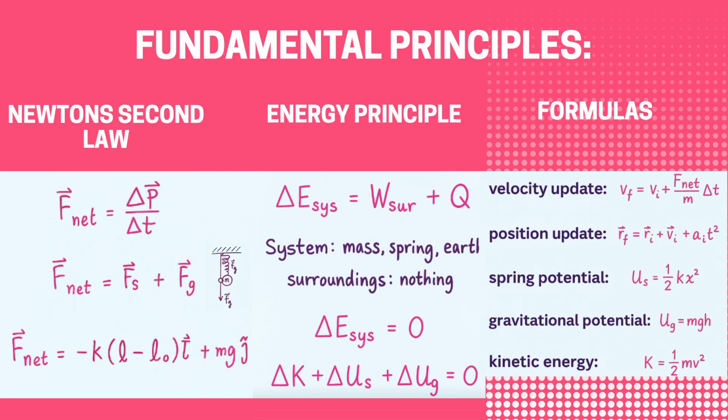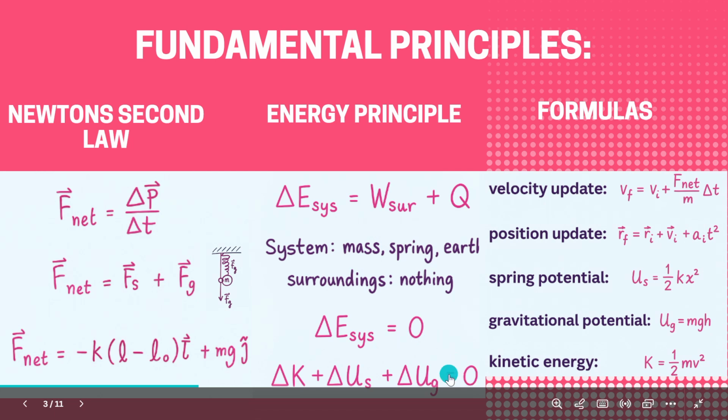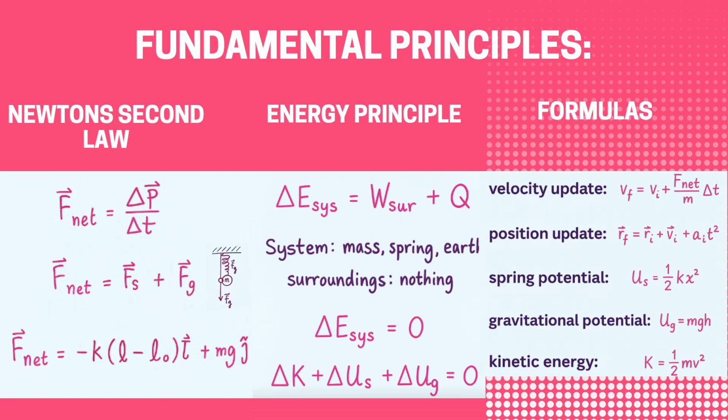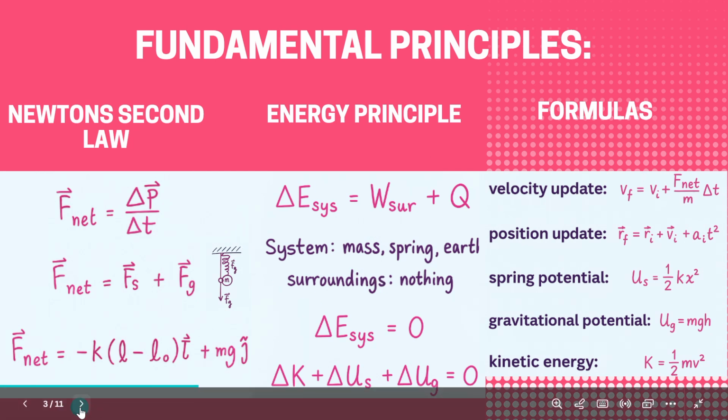The energy principle says that the sum of work done by surroundings and thermal energy exchange with the surroundings themselves, that entire sum represents the system's change in energy. So in this lab in particular, we're eliminating any interactions with the surroundings. So that's why everything over here results in zero. And then on the right over here, we have our formulas. These are just some nice update and potential energy formulas that we have learned along the way that we're going to need to use when we're coding.